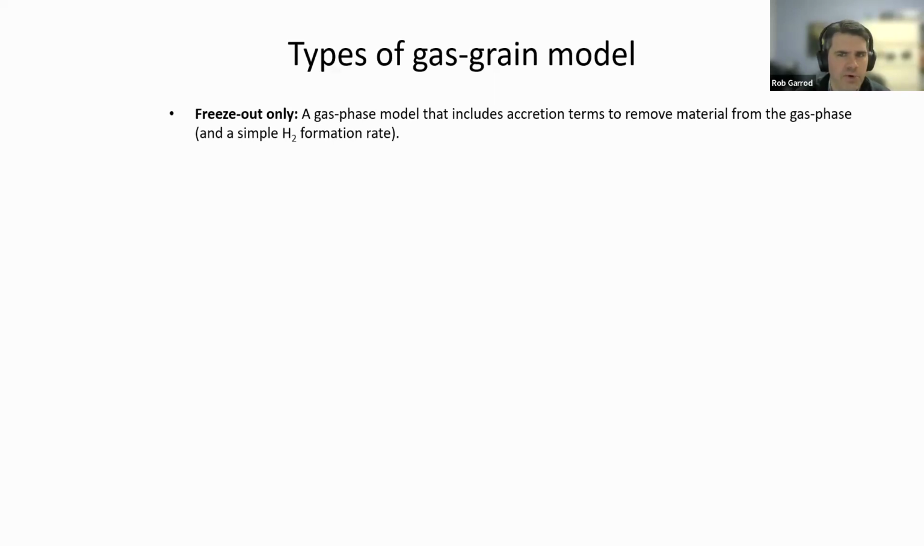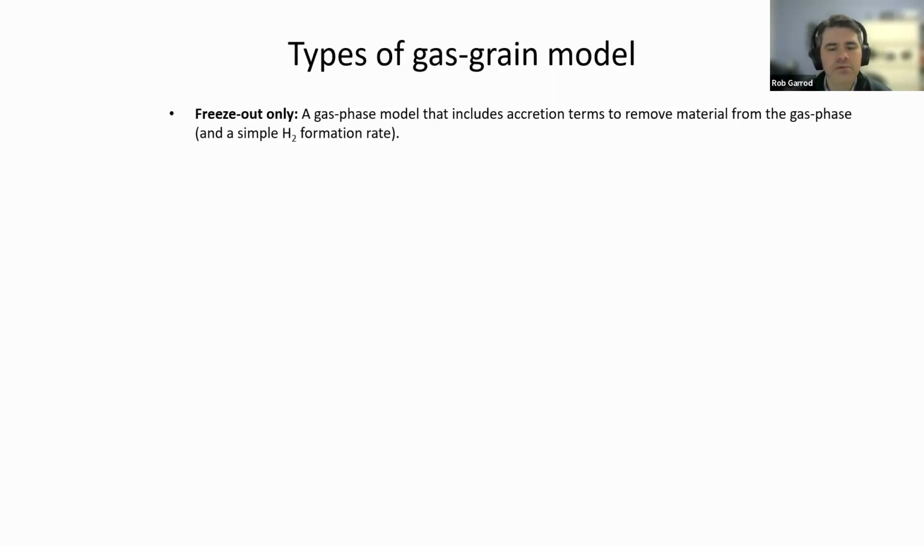This would be a gas phase model that includes accretion terms, that is to say adsorption. If you're a chemist, in astronomy and astrochemistry, often we'll use those terms interchangeably. So accretion of material onto the grains is the same as adsorption. And very often we'll also use the term freeze out. That is to say, this often happens at low temperatures.